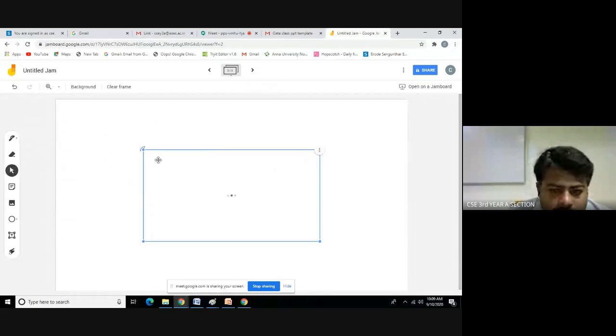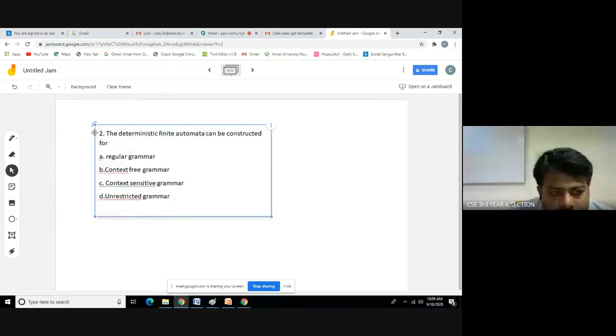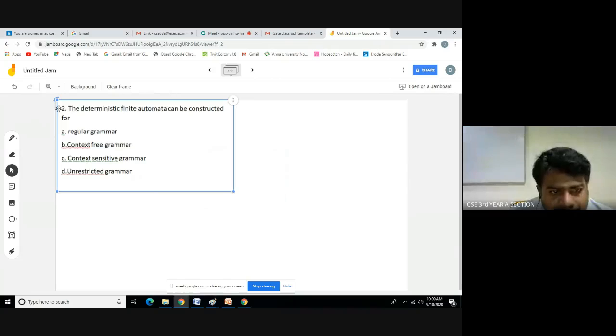So the second question is: the deterministic finite automata can be constructed for which grammar? Regular grammar, context-free grammar, context-sensitive grammar, or unrestricted grammar?